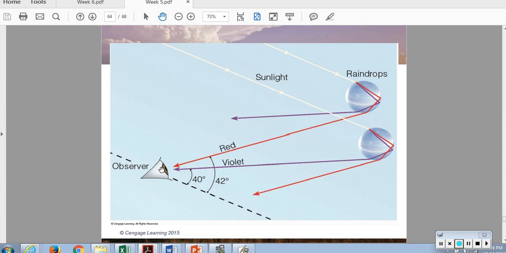But each color is coming to you from a different droplet. So that's why we said that everybody gets a unique rainbow that only they can see, because everybody's going to see through different droplets.